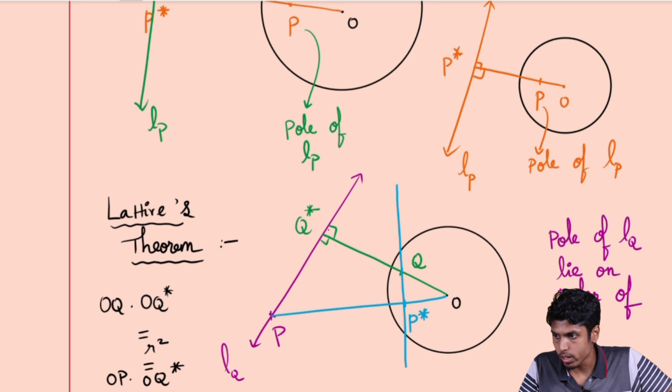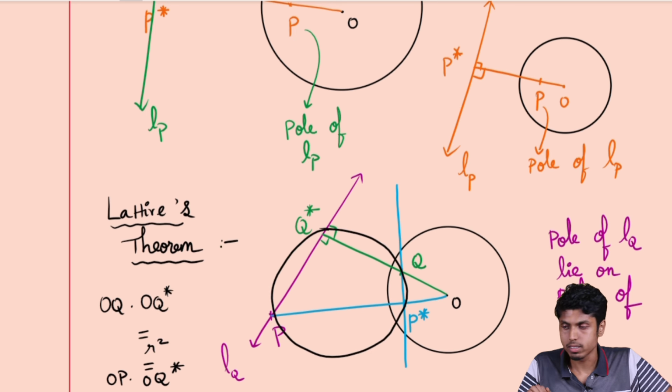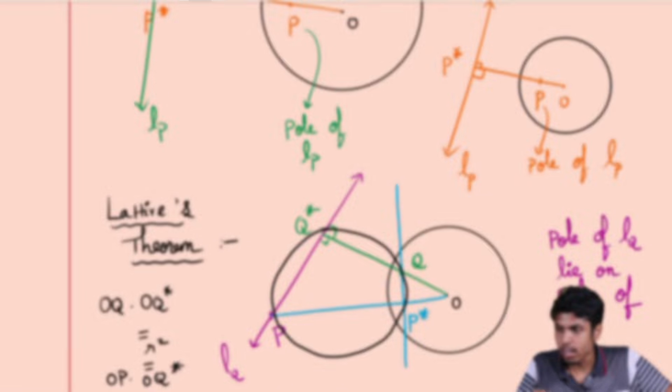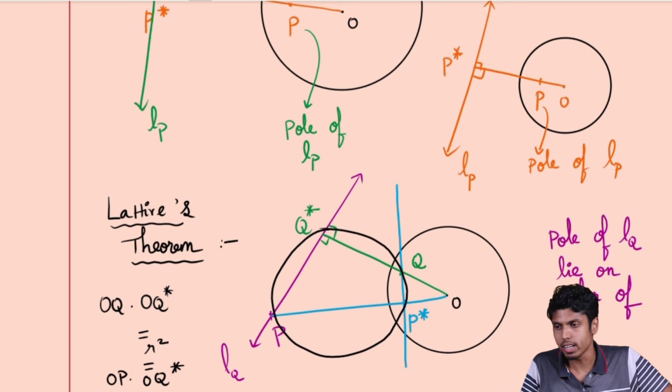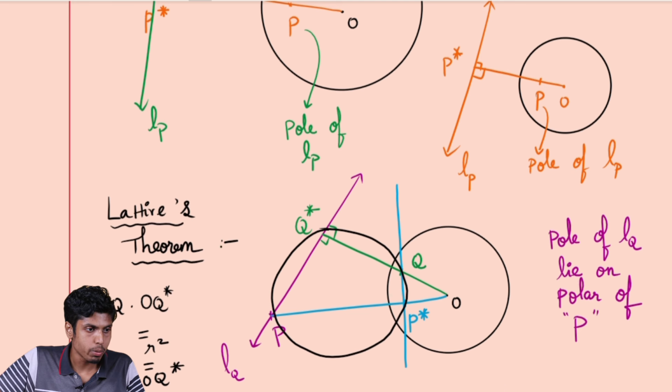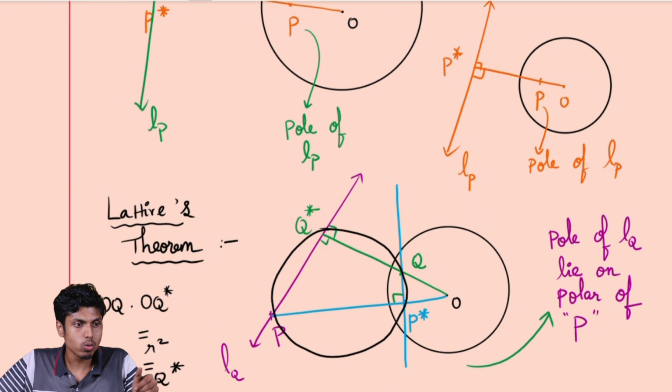Let me redraw it clearly. Yeah, it will be like this. Now, this means that angle Q P star P is 180 minus angle Q Q star P. But Q Q star P is by definition 90. So we get that Q P star P is also 90. Therefore, the statement that the pole of LQ lies on the polar of P is true.